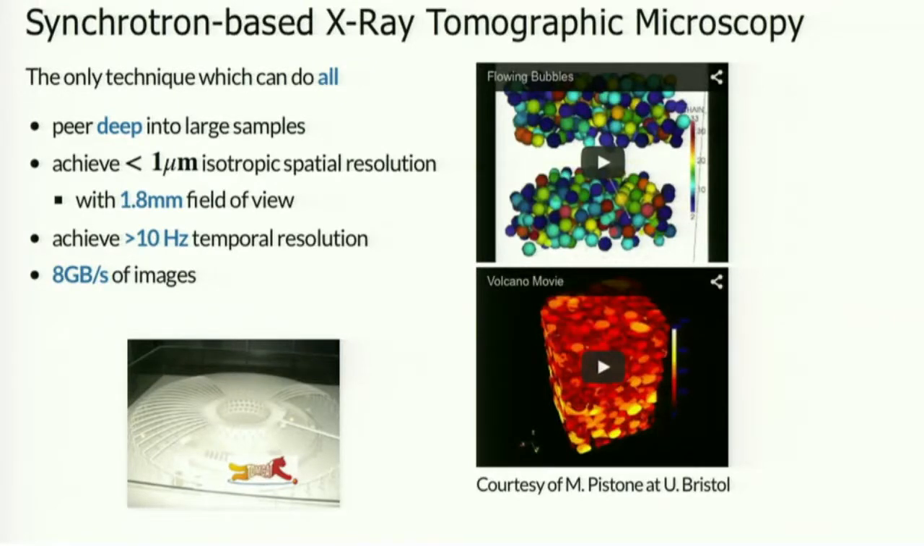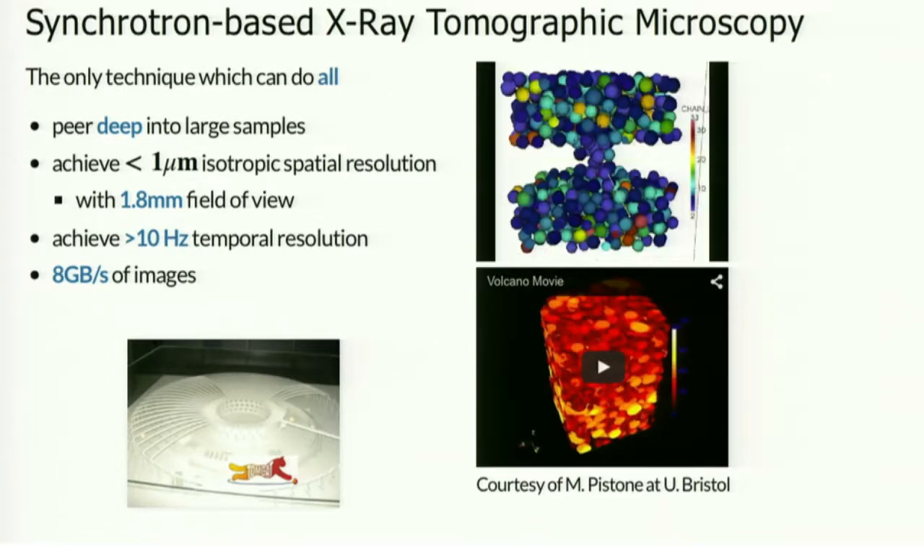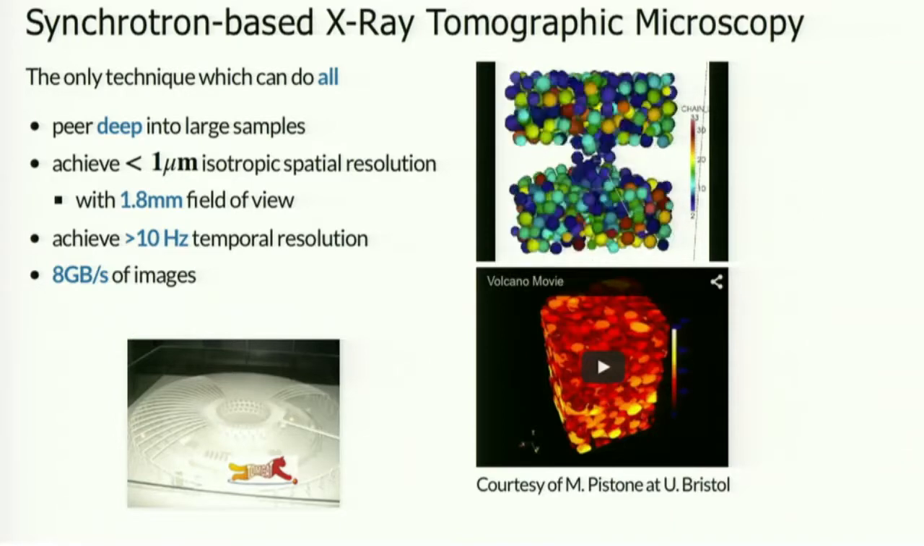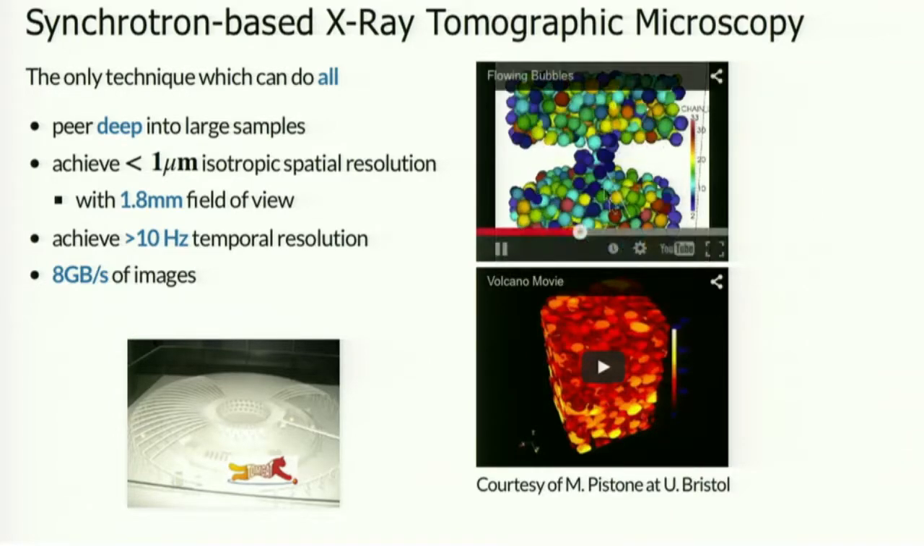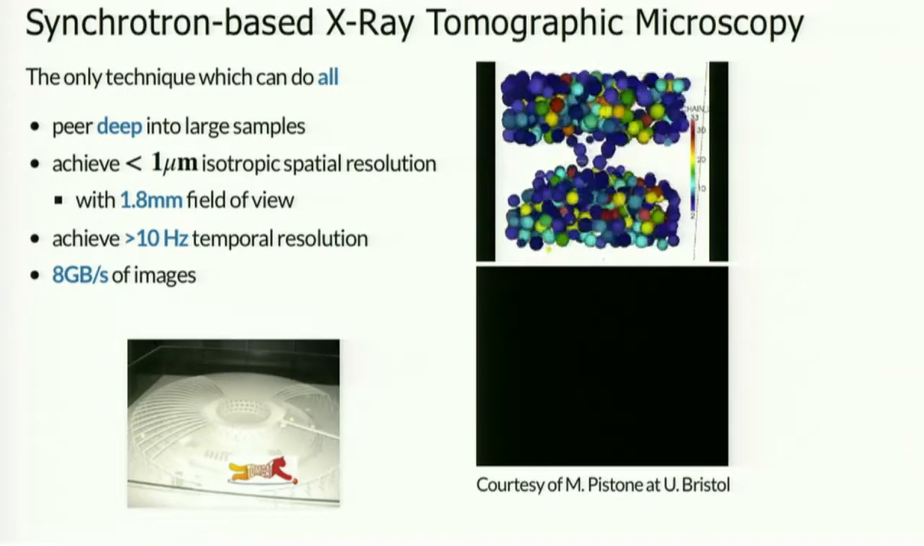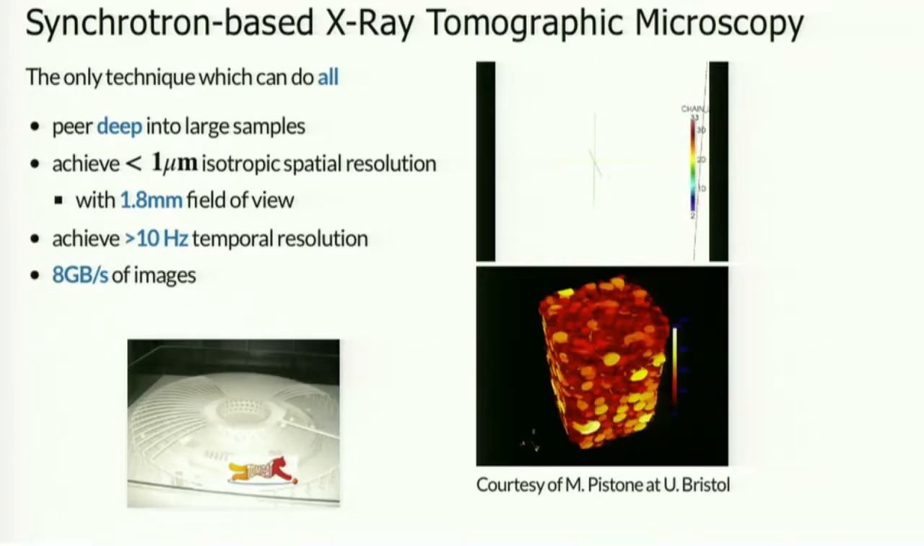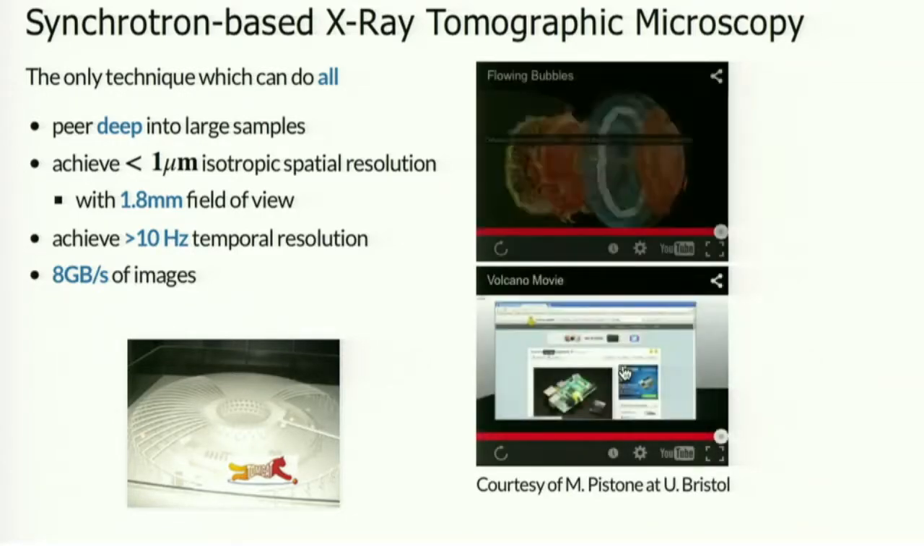So synchrotron-based X-ray tomographic microscopy is quite a mouthful, but it's a very powerful technique that lets you peer inside large samples and get very good spatial and temporal resolution. And so we can get submicron imaging with more than 10 hertz, which means you can get a full 3D image 10 times a second and see things like flowing bubbles in this example, where you can actually see the flow moving, or a volcano being heated by a laser system and actually watch the air evolve in a system like that.